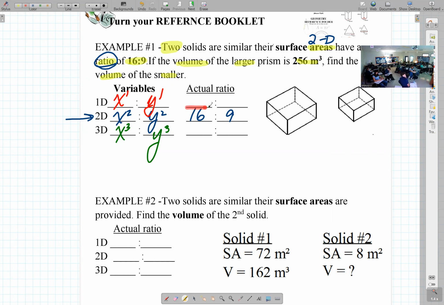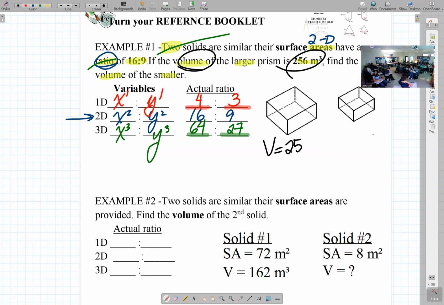Okay, Kylie, what would the red be, ma'am? 4, 2, 3. And Anik, what would the green be? Because you cube it, you take 4 and cube it, 64 and 27. Great, we're done with our ratios. Now, we look at what we actually have. We actually have the volume here, 256 meters cubed. This is the volume we want.